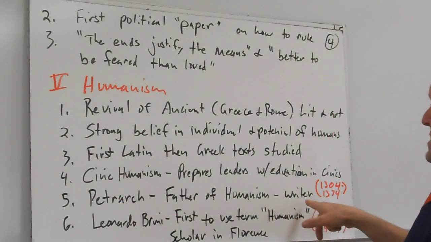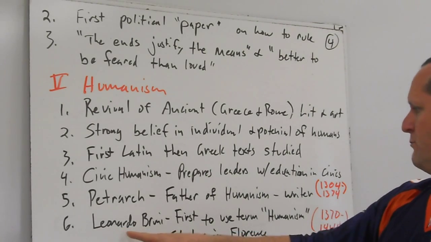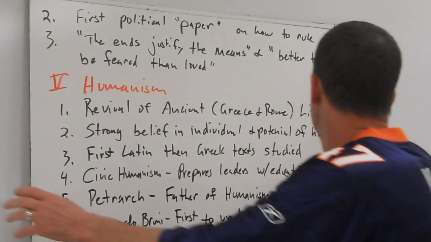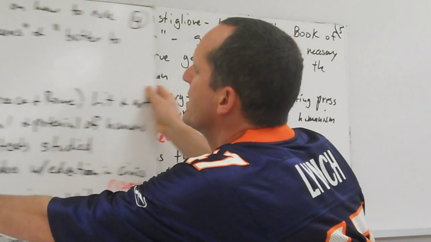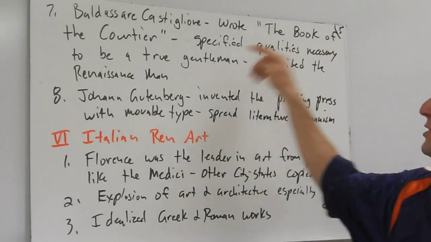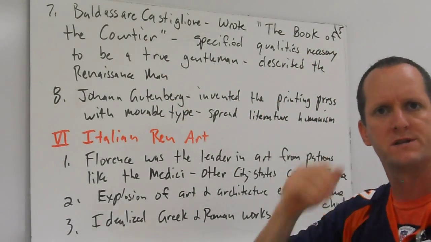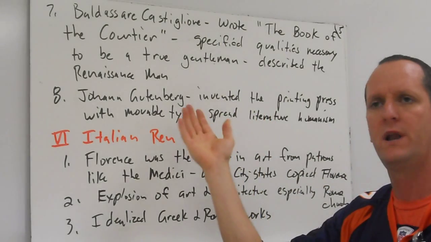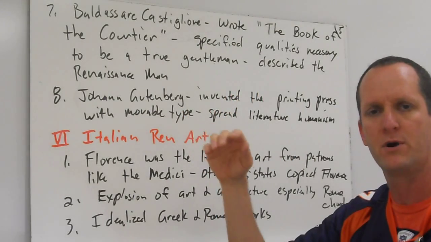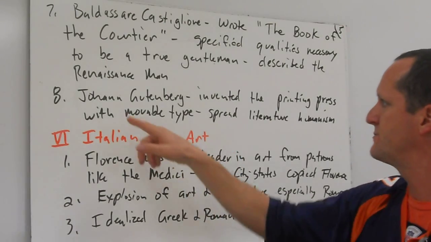Petrarch was the father of humanism. He was a writer, 1304 to 1374. Bruni was the first to use the term humanism. He was a scholar in Florence. And a few others. Castiglione wrote the Book of the Courtier, which specified qualities necessary to be a true gentleman or a Renaissance man. This book was used throughout Italy and later in other parts of Europe to emphasize what it means to be a Renaissance person.